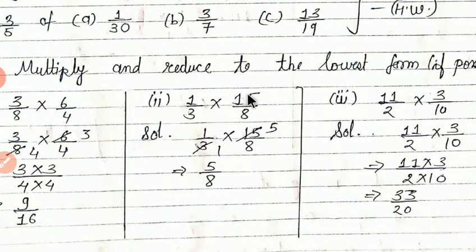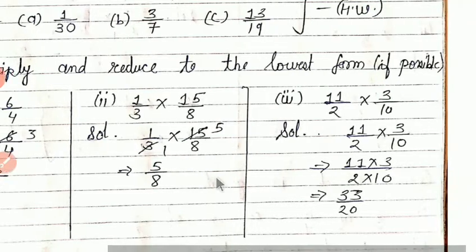Second one, 1/3 into 15/8. So you can see 3 ones are 3, 3 fives are 15. So the answer is 5/8.